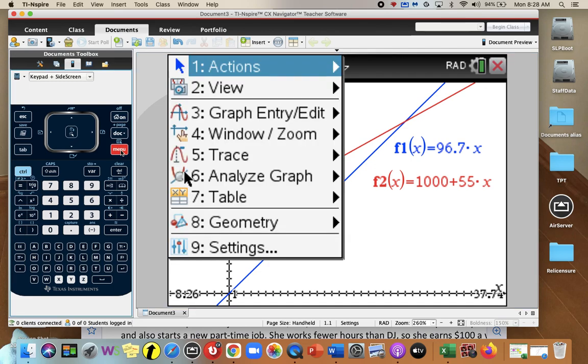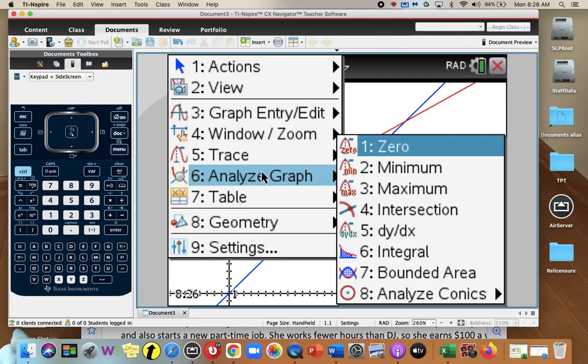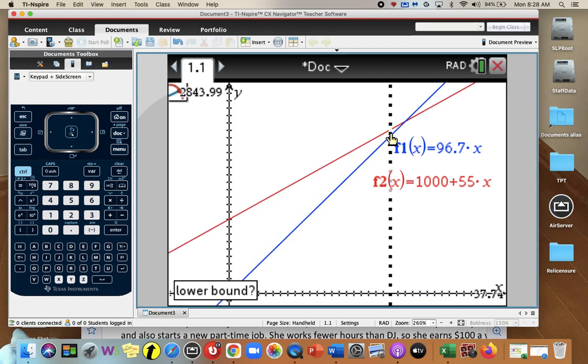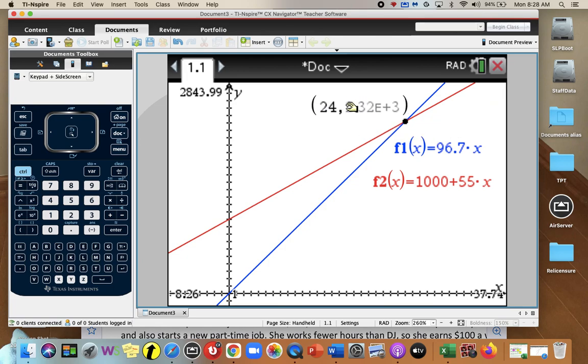So we're going to go to Menu, Analyze Graph, and Intersection. Go somewhere to the left of the graph and hit Enter. Go somewhere to the right of the graph, hit Enter. And then we get this, which is in scientific notation. So let's write this down. All right, so I'm going to write down 24, comma, 2.32e plus 3. And then let's talk about what that means.